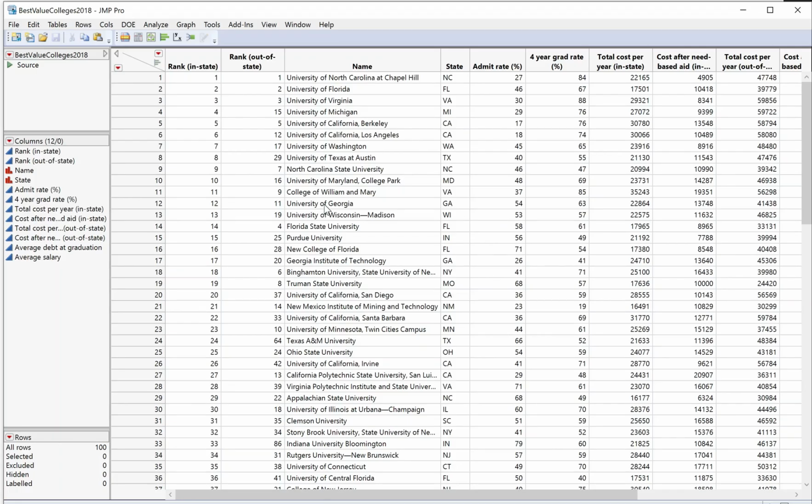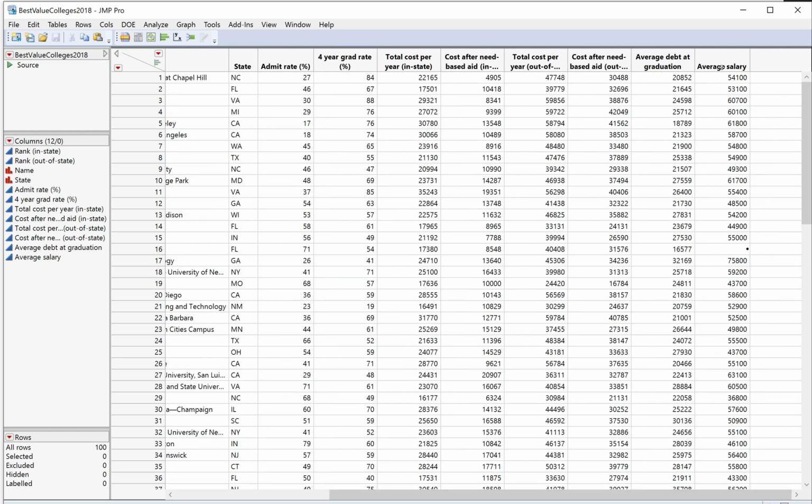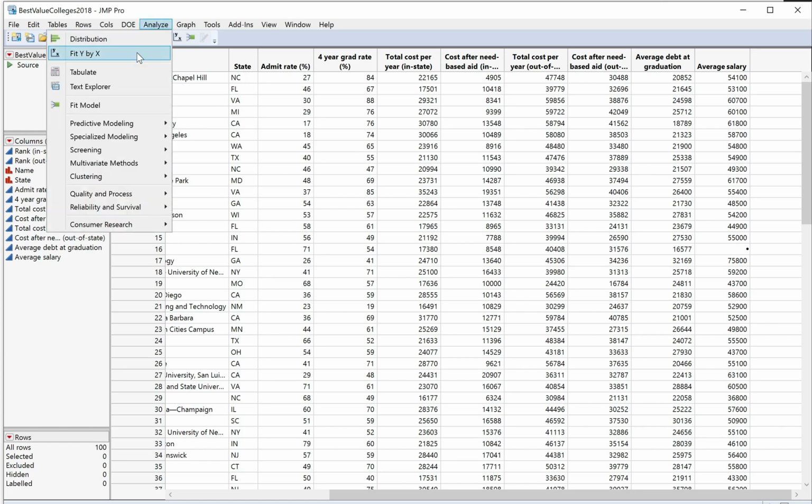So we're going to look at this Best Value Colleges data set. It has information about 100 universities, and you can see here that University of Georgia is one of them. And we're going to look at several different models that we can use to predict the average salary of graduates. So we're thinking about, of the people who graduate from all of these different schools, on average, what is their salary at graduation? So let's start off just thinking about some simple regression models that we could use.